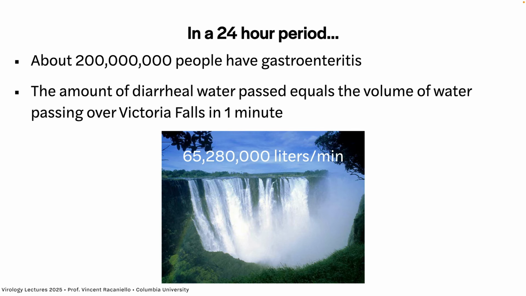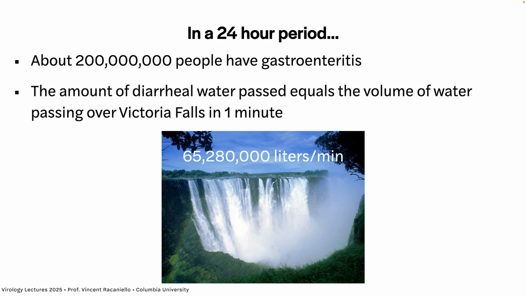Okay, so that's polio. And now we're going to talk about norovirus. I have a fact for you on this slide. It was given to me by a gastroenterologist at Stanford. In any 24-hour period, 200 million people in the world have gastroenteritis, right? Vomiting, diarrhea. The amount of diarrheal water they pass equals the volume of water passing over Victoria Falls in 1 minute. That's 65 million liters per minute going over Victoria Falls. 65 million liters of diarrheal water is passed every minute in the world from people with gastroenteritis. And it's mostly viral.